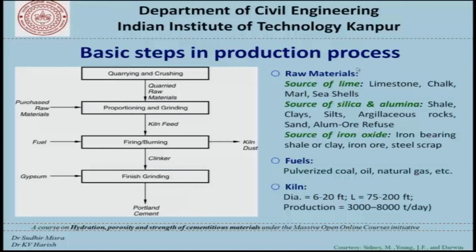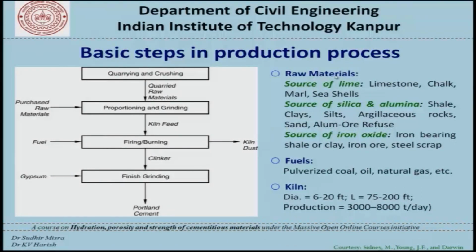Now, the basic steps involved in the production process are as follows. There are 5 different processes. One is quarrying and crushing, the second one is proportioning and grinding, third one is firing or burning and fourth one is finish grinding and finally what you get is the Portland cement.